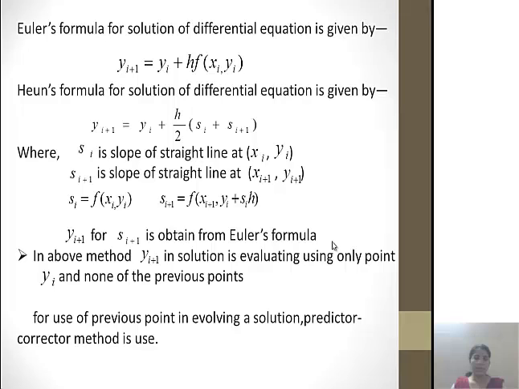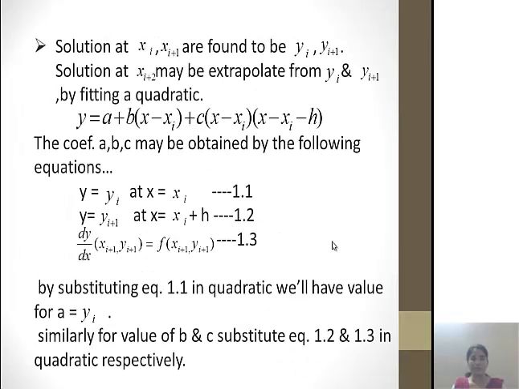In the above method, yi plus 1 is evaluated using only the point yi and none of the previous points. But in the predictor-corrector method, we will use previous points, so it is more accurate. It will give more accurate answers. Solutions at xi plus 1 are found to be yi, yi plus 1. The solution at xi plus 2 may be extrapolated from yi and yi plus 1.